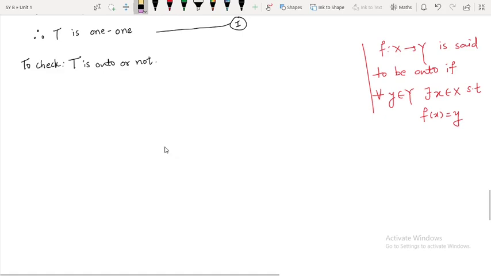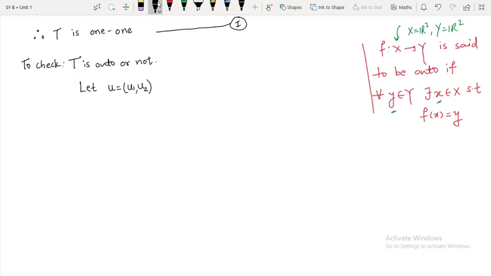Okay, let us start then. Now there is a slight difference. What is the difference? In this case our X is nothing but R2, and Y is also R2. Now instead of using these notations I am going to use different notations. So let u equal to (u1, u2), since it is a point of R2, belonging to R2, be any element. Now this R2 is our codomain. Now for this element of codomain we have to find a preimage.